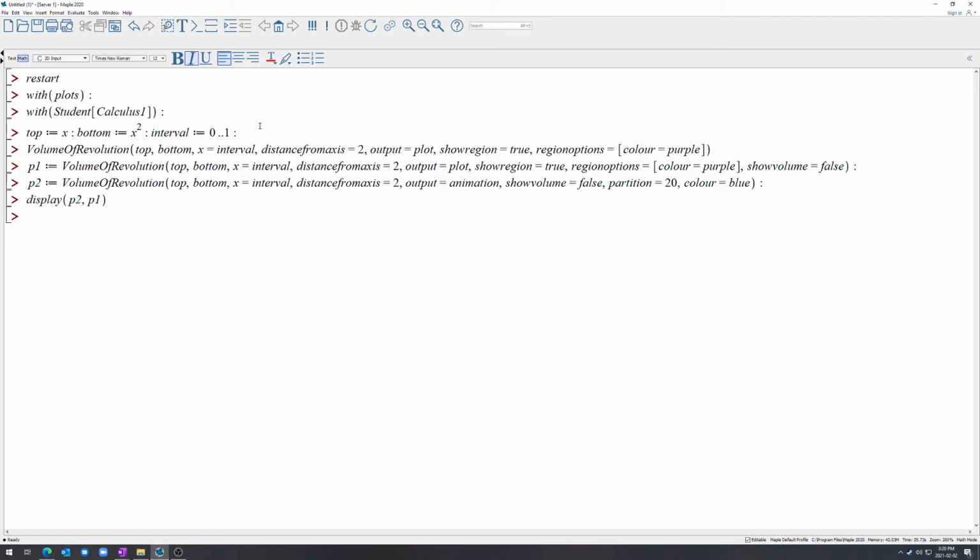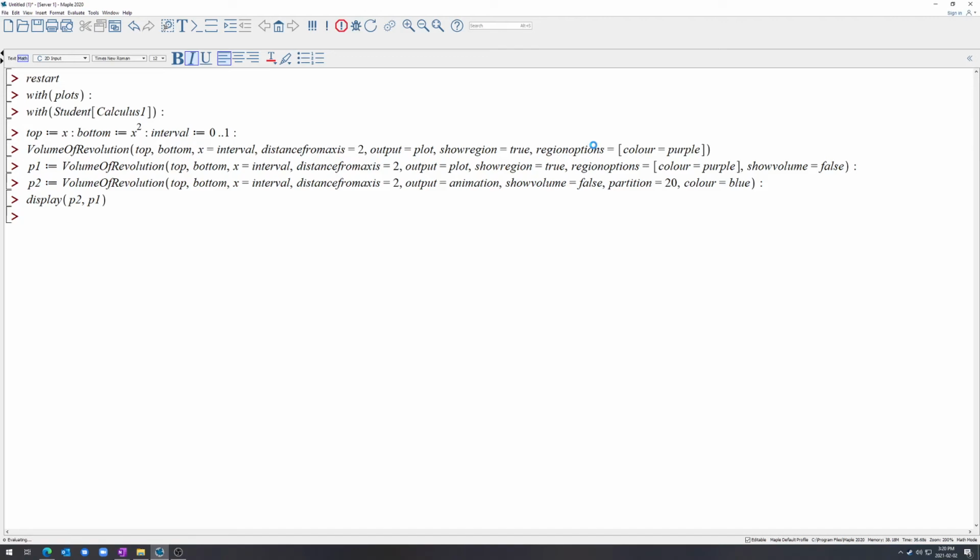So I'm just assigning those as nice, easy to use top, bottom, and interval. All right, so the volume of revolution command here, and you can see distance from axis is equal to 2. By default, we have a horizontal axis, and it's usually at the x-axis. But we're going to shift that up by 2 to give us our axis of revolution of y equals 2.